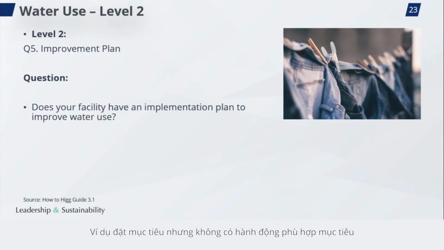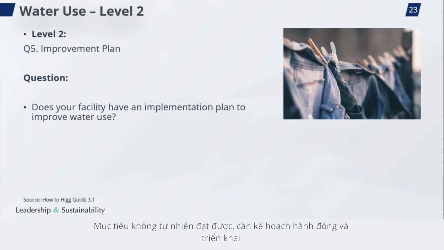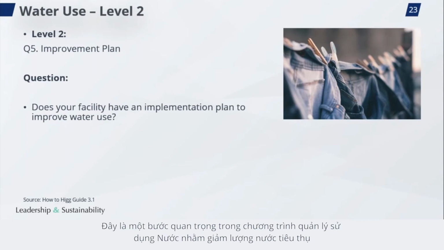But of course, if you don't have a very detailed implementation plan, it will be difficult for you to follow through, and it will be difficult for you to reach your goal and your target, because you need to define the actions in order to get there. It will not happen just by itself. And the intent of the question is really that an action plan supports you with target setting and is an important step in managing your water use and taking reductions.